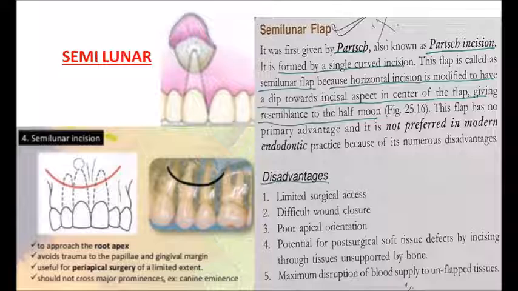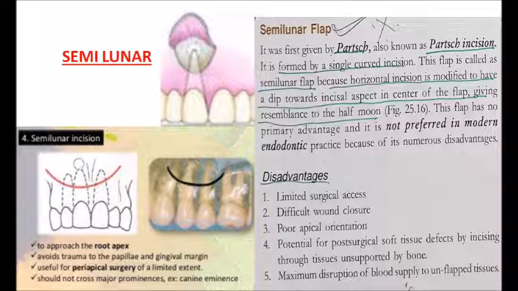The flap is called semi-lunar flap because the horizontal incision is modified to have a dip towards the incisal aspect in the center of the flap, which gives the resemblance to a half moon. Okay, so it is half moon shaped, so it is called a semi-lunar. This flap has no primary advantages and it is not preferred in modern endodontic practice because of its numerous disadvantages.